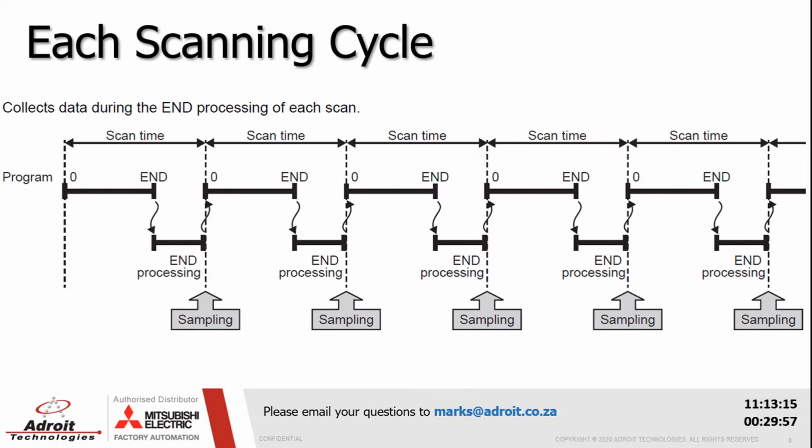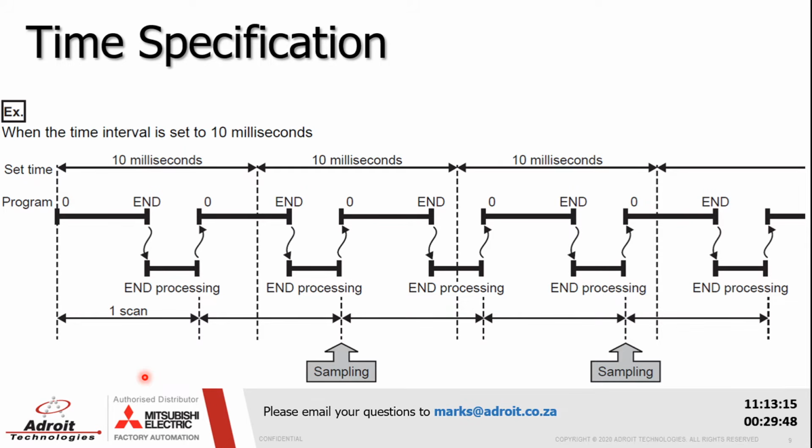And it will then log that to the PLC for you. Okay. Time specification. With the time specification here, we set it at 10 milliseconds. So every 10 milliseconds, it will save that sample for you into the PLC. So wherever it says sampling, that's where it will actually save it for you every 10 milliseconds.